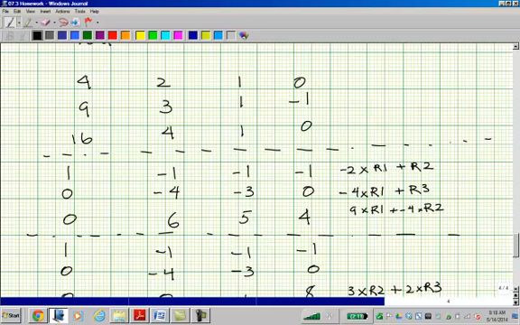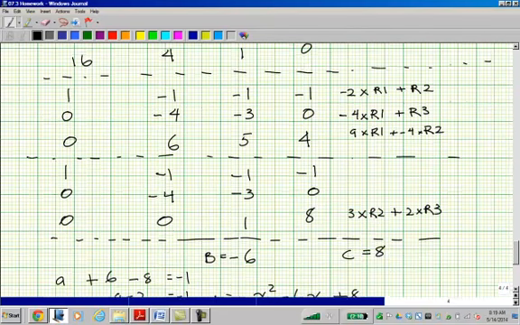-2 times row 1 plus row 2 gives me this. -4 times row 1 right here plus row 3 gives me this row. And 9 times row 1 minus 4 times row 2 gives me the third row here.